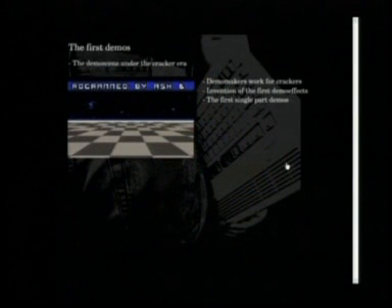Then there were the first single-part demos. Demos, as we know them nowadays, demonstration programs just made for fun. There was no crack behind them. They were not cracker intros. They were just spectacular little programs released in themselves. That's where the birth of the demo scene came, around 85-86.